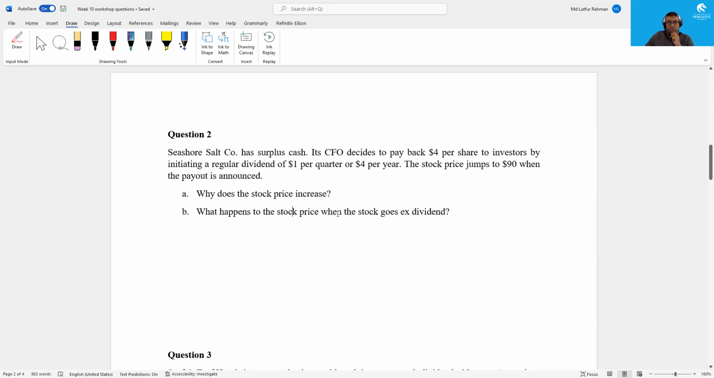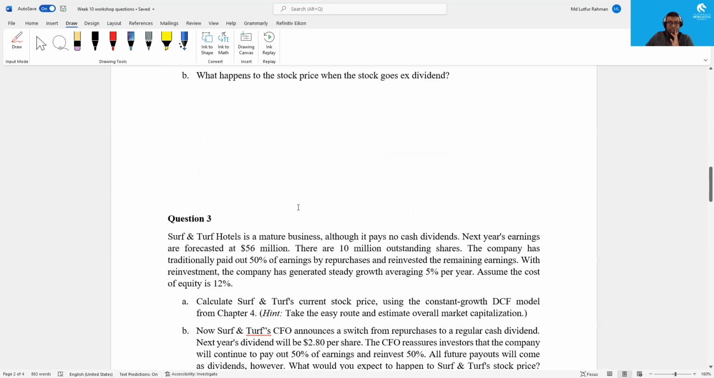And what happens to the stock price when the stock goes ex-dividend? I already mentioned that when the stock goes ex-dividend, the share price will decline by the amount of the dividend.